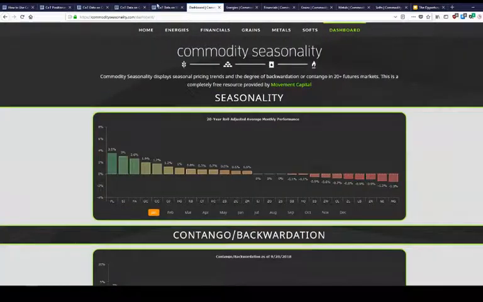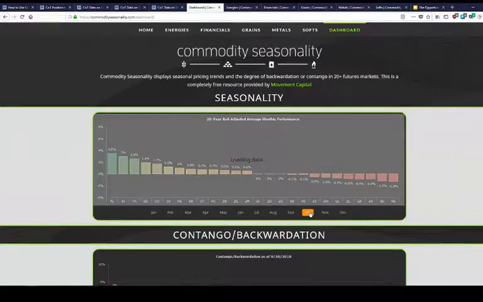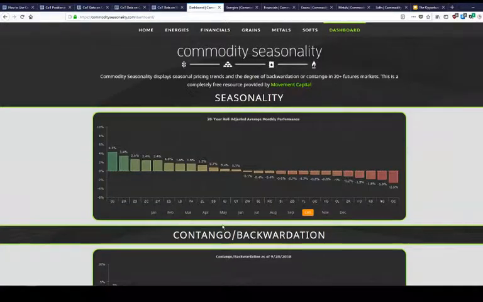This isn't looking at how people are positioned. This is just looking at the seasonal trends in different markets for given months of the year. So let's look at October. What has historically done well in October? Honestly, some of the less liquid stuff like orange juice, oats, soybeans, corn, soybean meal. So that's all agricultural commodities.